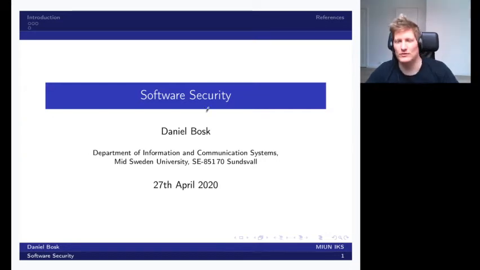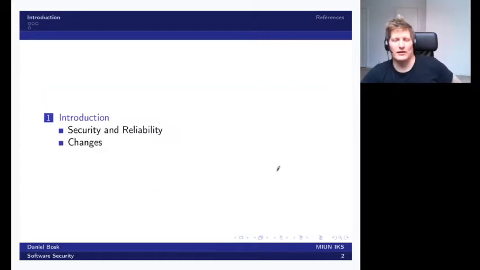So now we are going to introduce software security. We will start by comparing security and reliability, which are two related but rather different things. They have considerably different goals. And then we will talk about changes to the environment, or changes to a piece of software in itself, which usually introduce a lot of security problems.